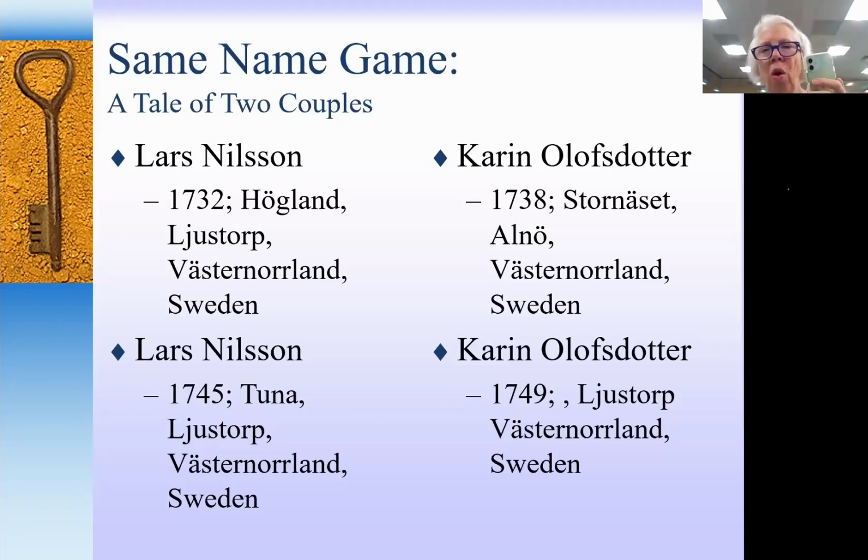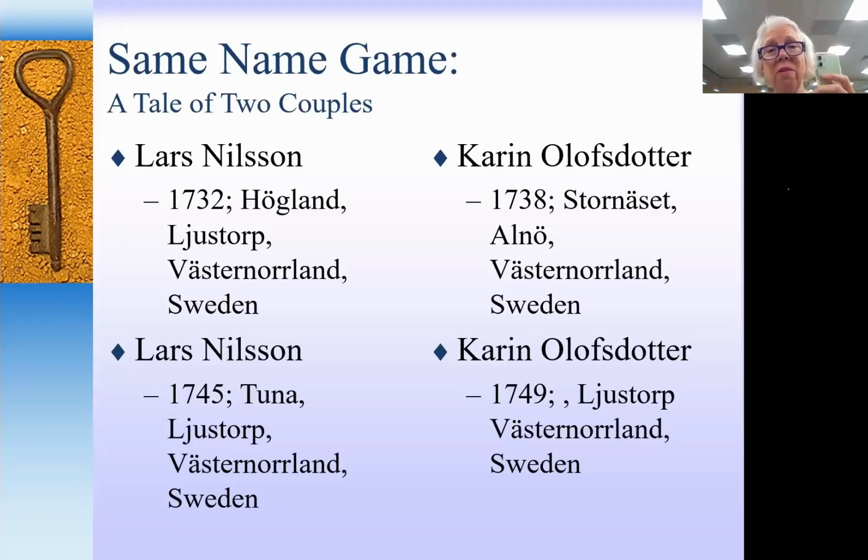And as you know, Alno sits across the water from Sundsvall, which is just south of Eustorp. So they're in the same vicinity. So even though the 2 Karens are not both born in Eustorp, they're born in the same area of Västernorrland. Okay, I showed you on the maps earlier.